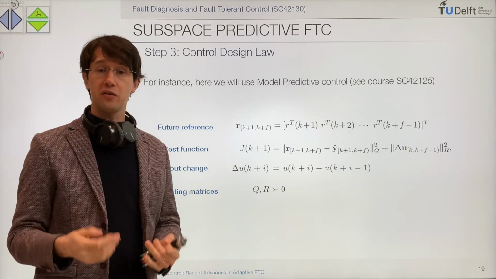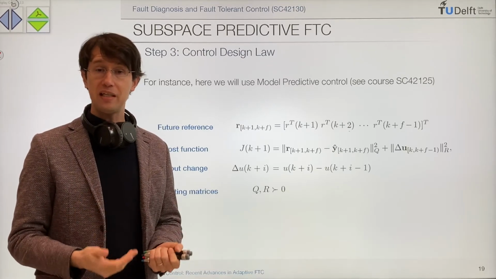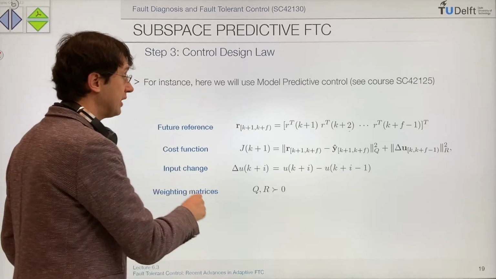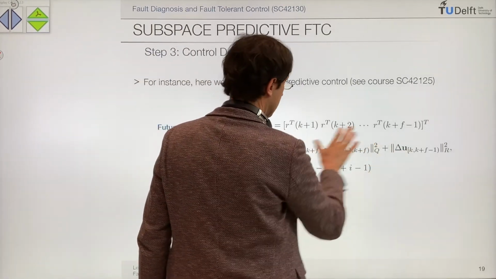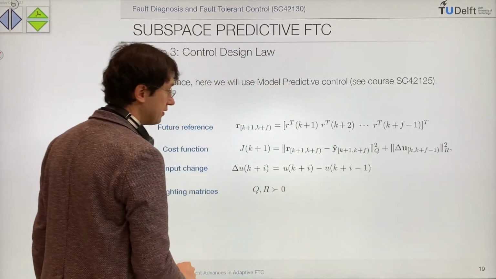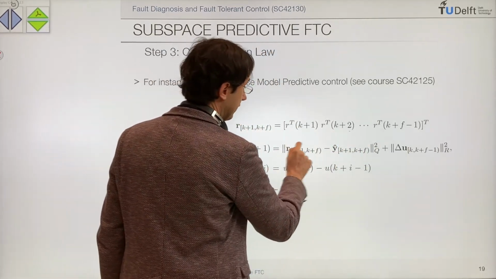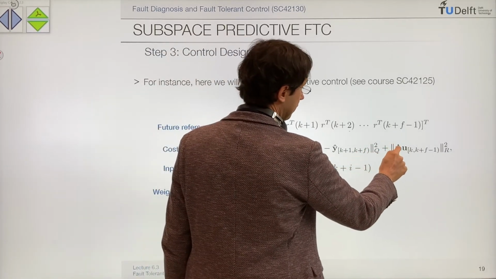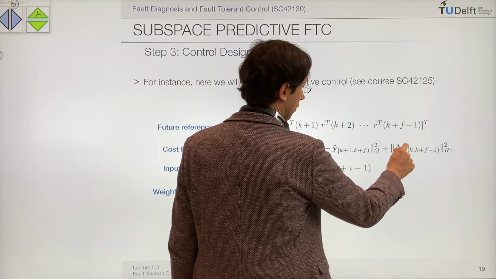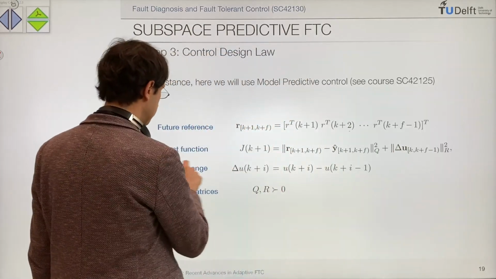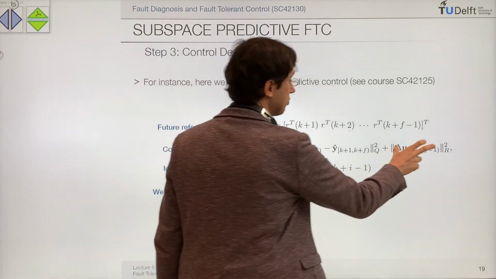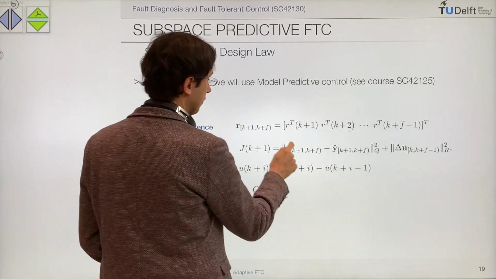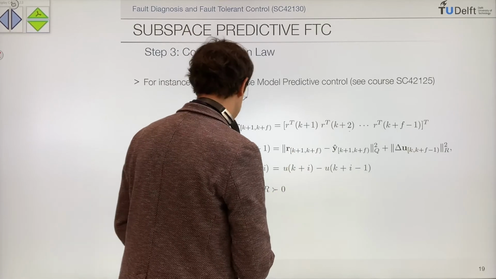So a model predictive controller is optimal in the sense of minimizing a cost function. The cost function that we define is this. We have two norms here. So we have a difference between the reference and the predicted output. And then we have a change in the control signal, delta U. This is the input change. And we want to minimize that over the future time window from k+1 to k+f.